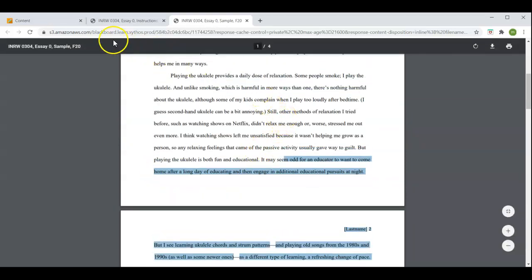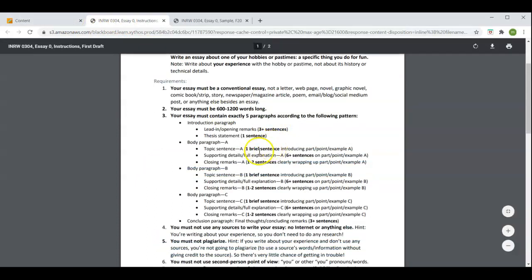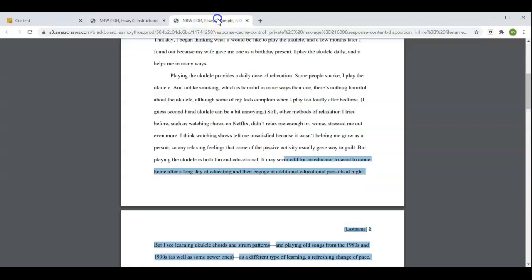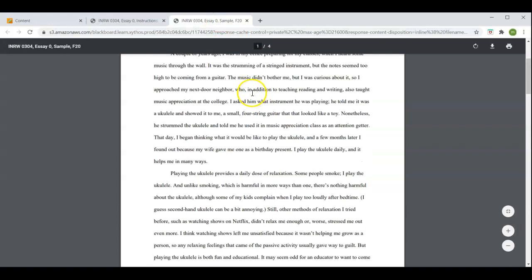Now, one thing, if we go back to the instructions, there are some guidelines. There should be at least 6 or more detailed sentences. We don't count the first sentence, the head sentence that's in charge. But then there should be 6 or more sentences, and it doesn't count the closing sentence, which is 1 or 2. So if we look here, I'm going to press Control F on my keyboard.